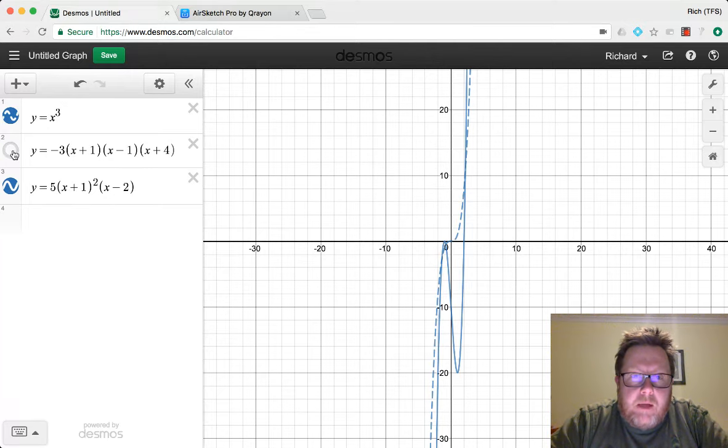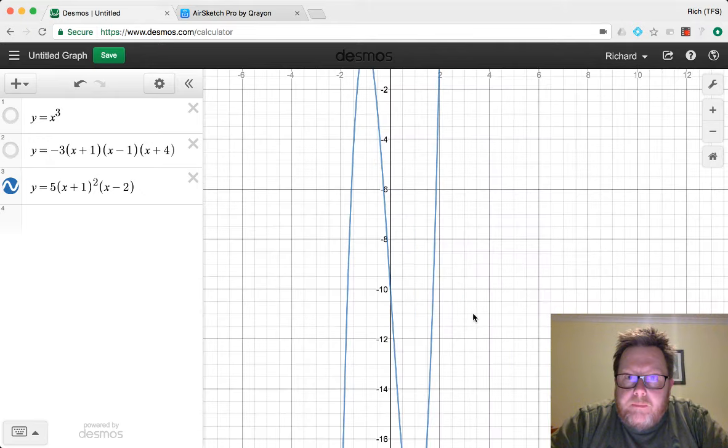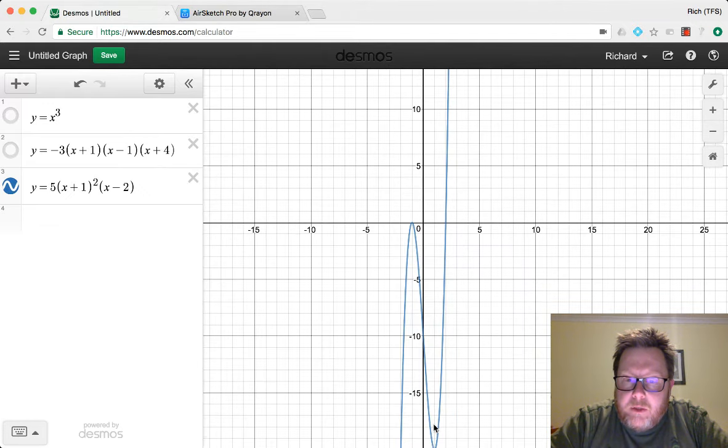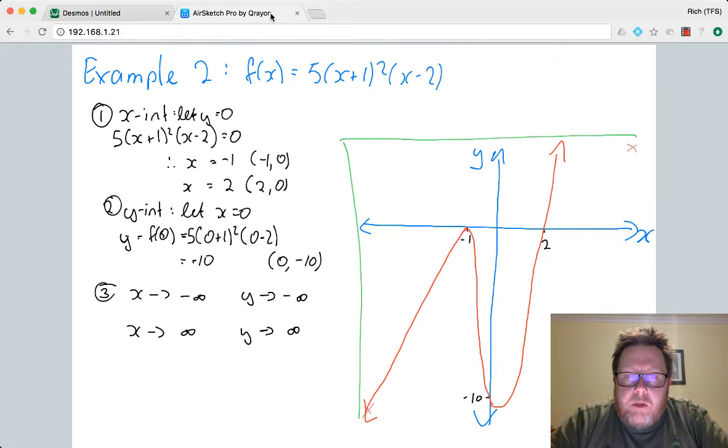I'll turn off the other one. I'll turn them both off so you can sort of see it. So we'll zoom up on that one. So you can see from negative infinity, it goes up to negative 1, down to negative 10. My turning point was nowhere near as far down as this graph shows, but that's okay because we're not doing turning points yet. And then up it goes to 2 and to infinity and beyond. There you go. So that's basically it. That's how we graph from intercept form.